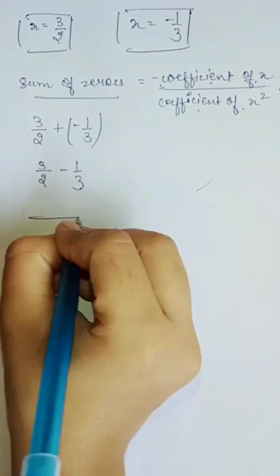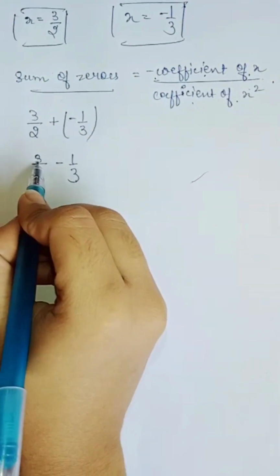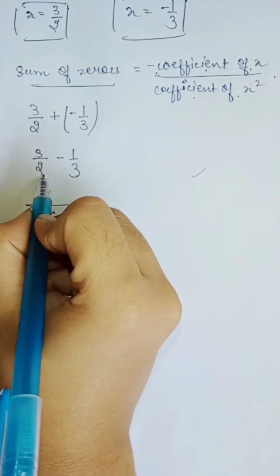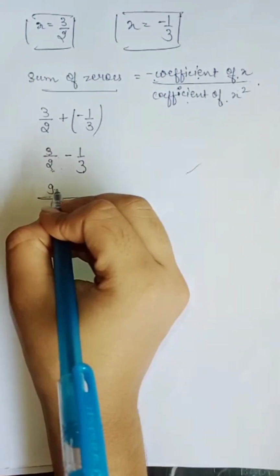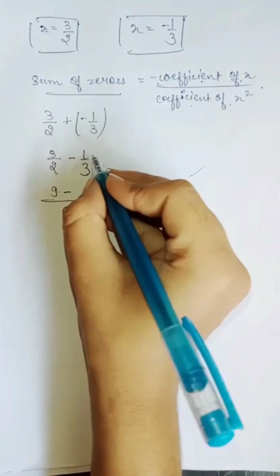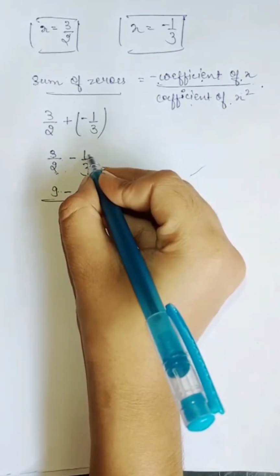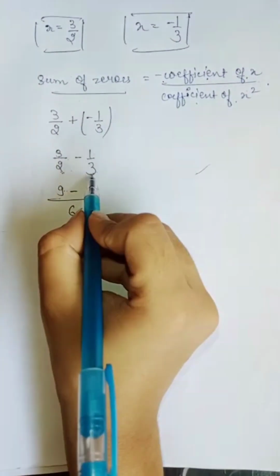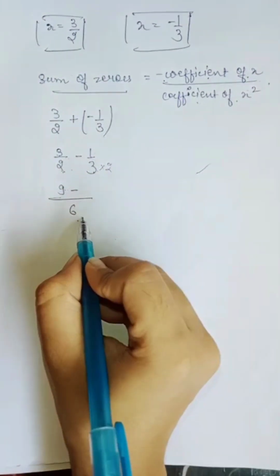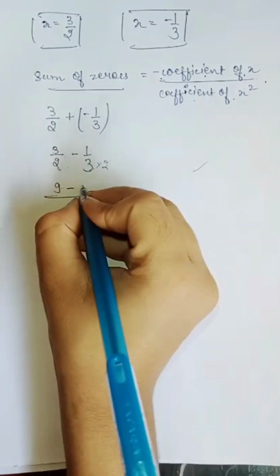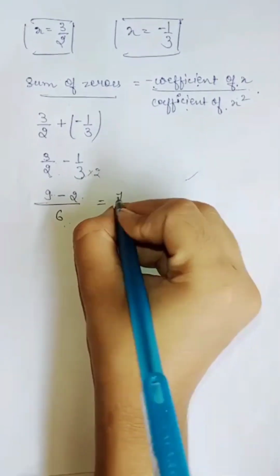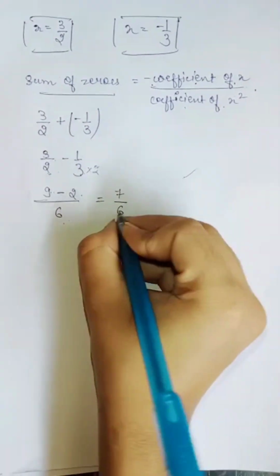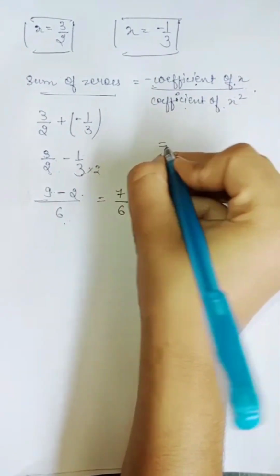Take the LCM of 2 and 3. What will we get? 6. Now multiply 3 into 3. What is the answer? 9. Now minus here. We will multiply 1 with 2 because 3 into 2 gives the answer 6. So here we can write 2. Now solve this. 9 minus 2 is equal to 7 upon 6.